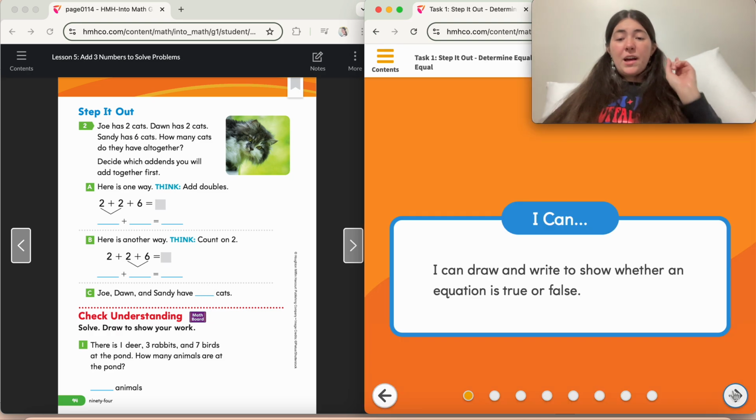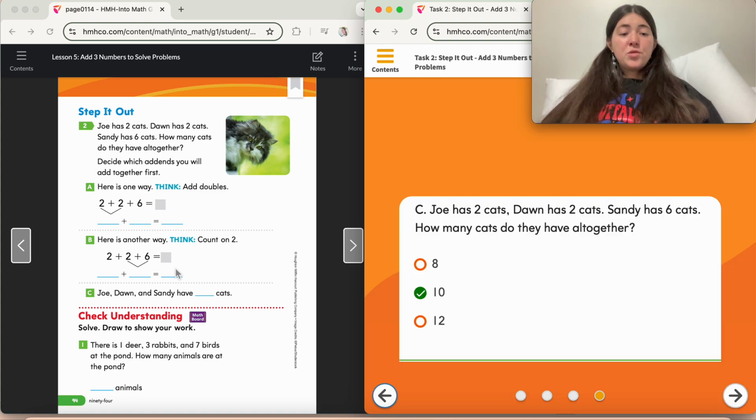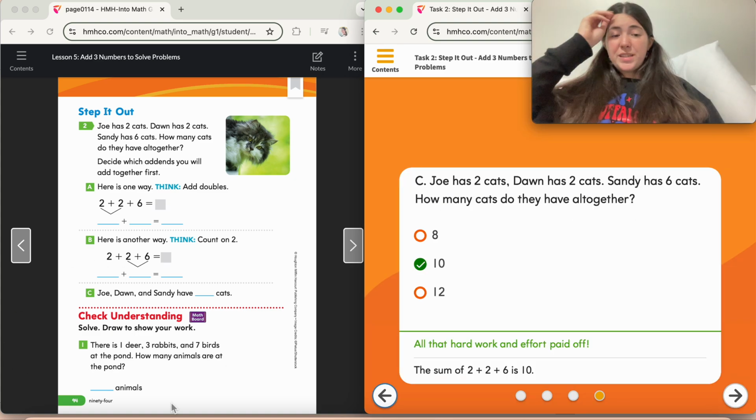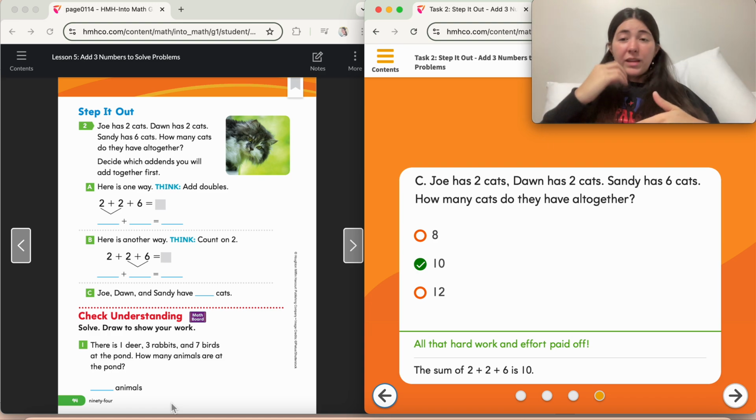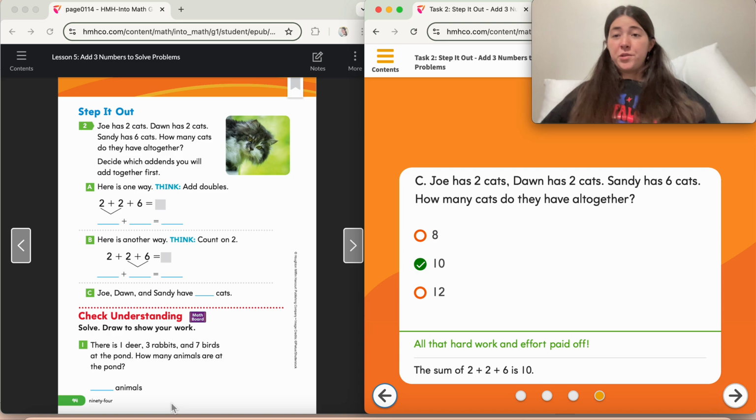Very good. Now the check for understanding, you are going to do all on your own. You can choose any strategy. You can either choose 2 addends to add together. You could draw a picture, or if you would like to use your cubes, you are free to do that too, but listen to this problem.